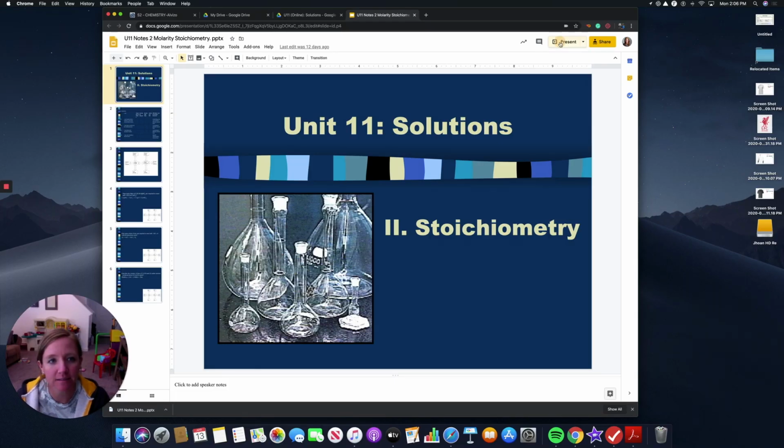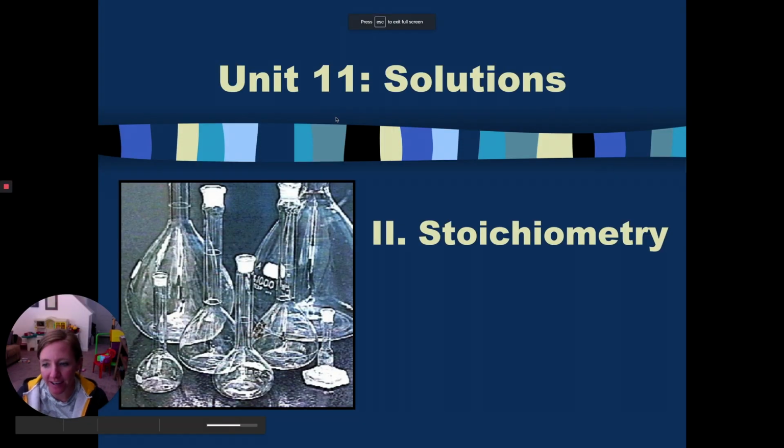Lesson from home today. So hopefully I can get this to work pretty good for you guys. So today we're going to learn about how you can connect molarity and use it stoichiometrically.